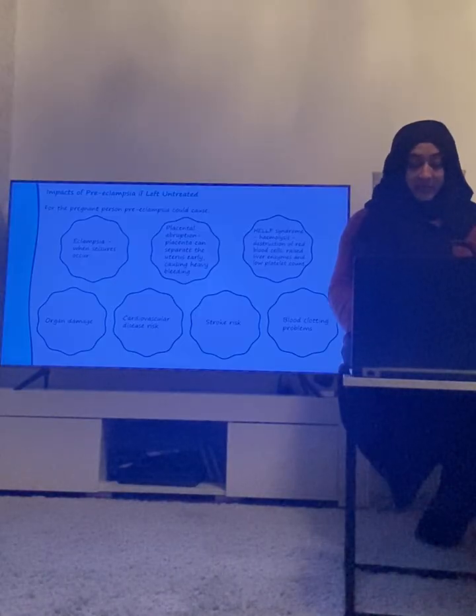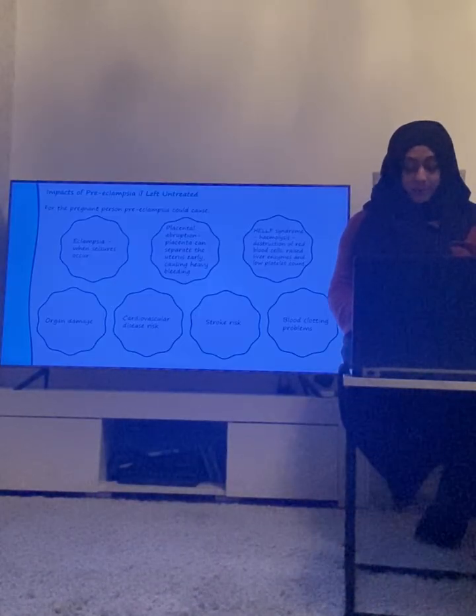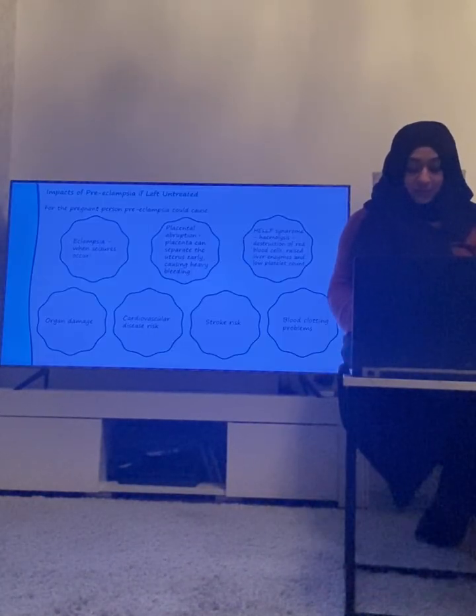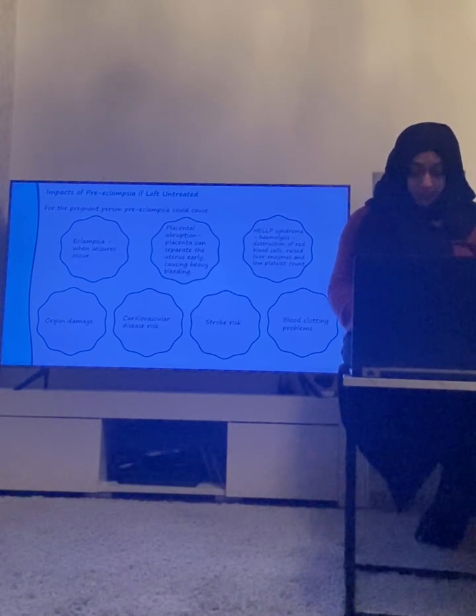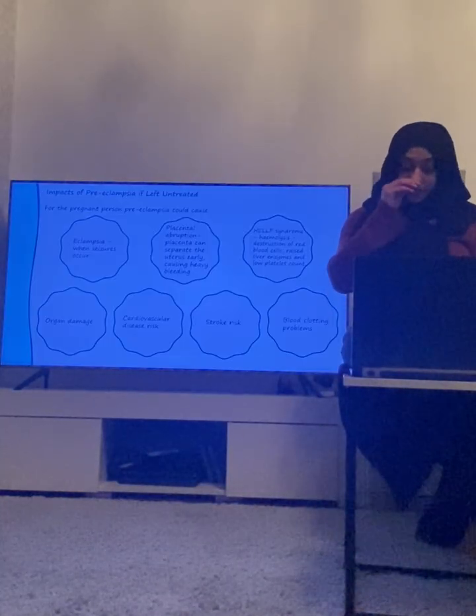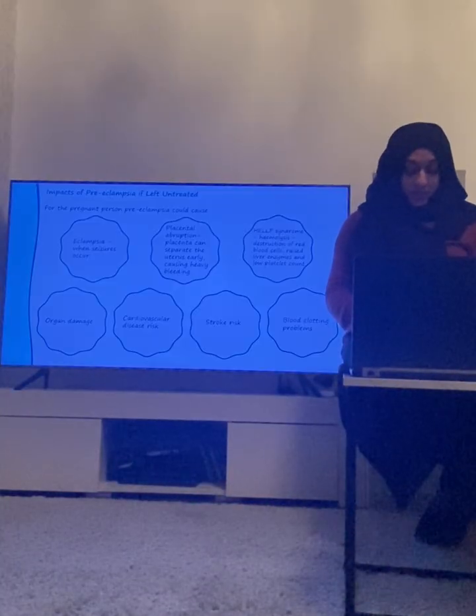For the pregnant person, preeclampsia could cause eclampsia, when seizures occur; placental abruption, when the placenta can separate from the uterus too early, causing heavy bleeding; HELLP syndrome, which is hemolysis, or destruction of red blood cells, raised liver enzymes, and low platelet count, and can affect several organs; organ damage; heart disease risk; stroke risk as well; and blood clotting problems. The mother's blood clotting system can stop working properly. This can cause heavy bleeding or dangerous clots to form that can block blood flow and damage organs.